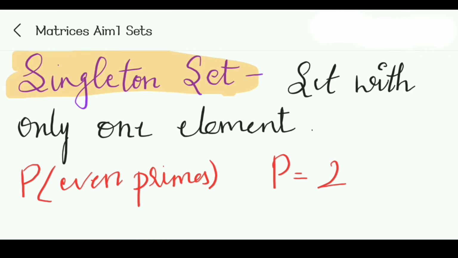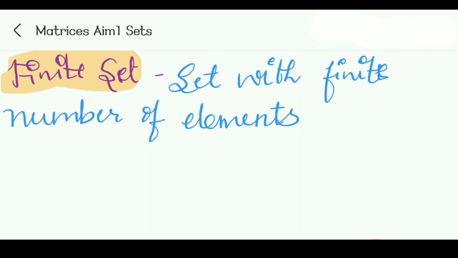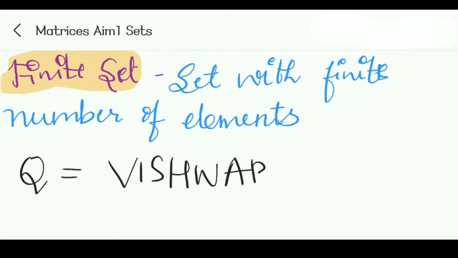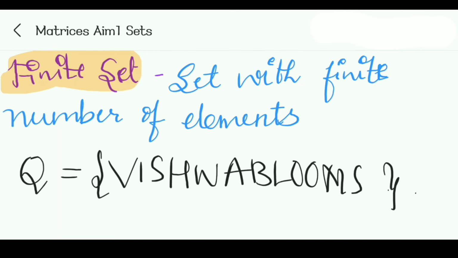Now we are going to see the next form of set, that is the finite set. A set with a finite number of elements is a finite set. That is, suppose there is only a limited number of elements, we are not going to have more. Now if I take Q as the set of letters of the word Vishwa Blooms, it is a finite set. There are no more letters in there, right? Only Vishwa Blooms. That's it.